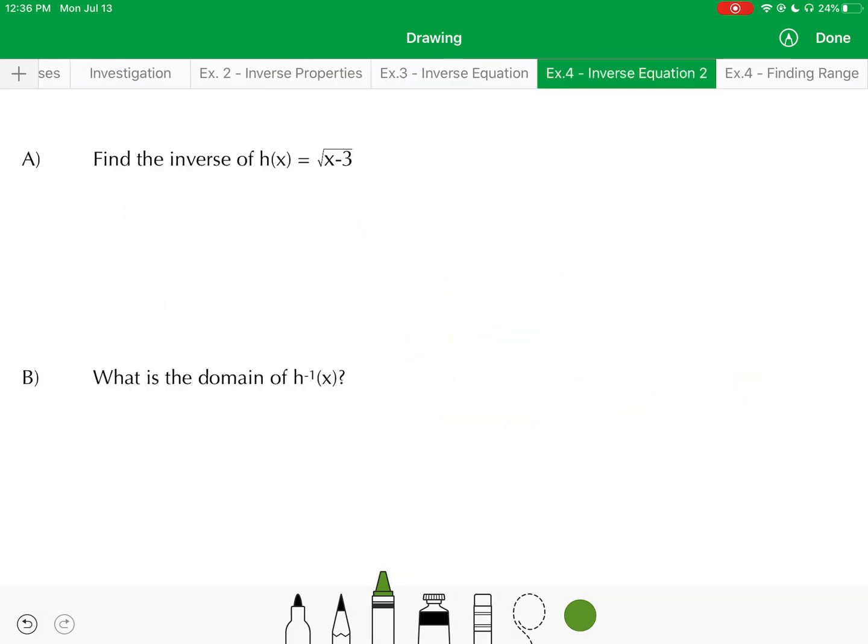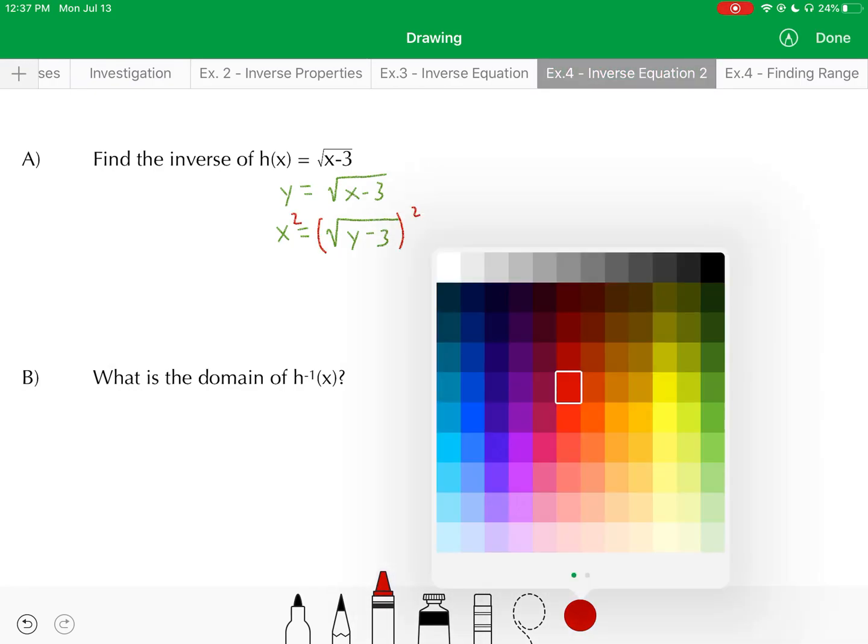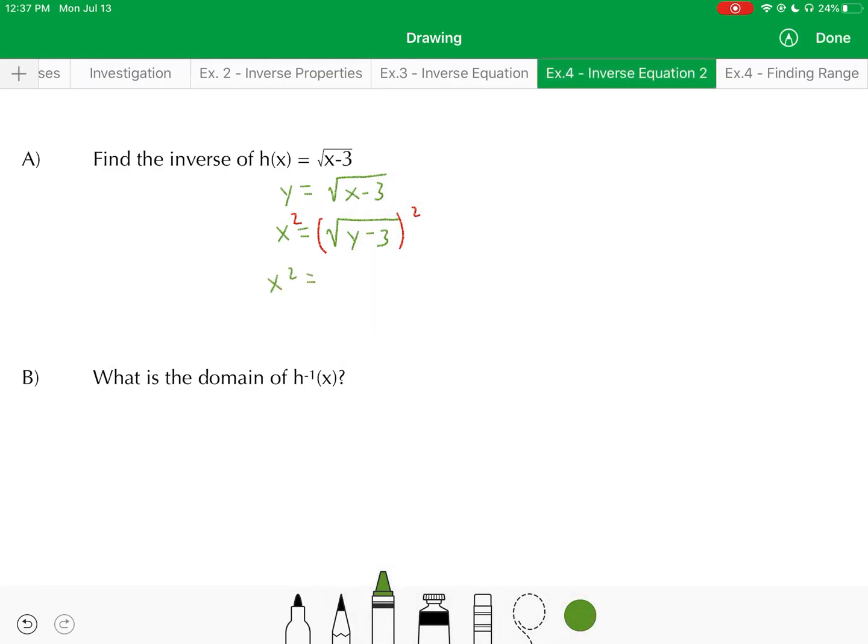All right. Second example of how to find an inverse equation. Here I want to find the inverse of h of x equals the square root of x minus 3. So same process as the previous example. I'm going to treat h of x like a y, and then I'm going to switch x and y, and now solve back for y, which is going to require me to square both sides. x squared is equal to y minus 3. Then you're of course going to add 3, and you're going to end up with y equals x squared plus 3.